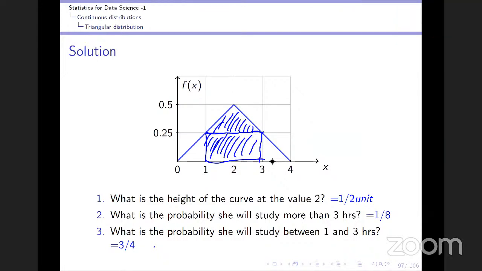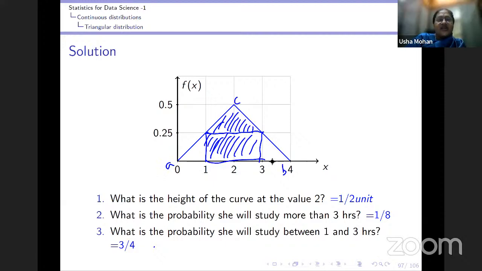Yeah. So now let's look at, suppose I am given A, B, and C. You can see that in this area I have a line. What is the slope of this line?